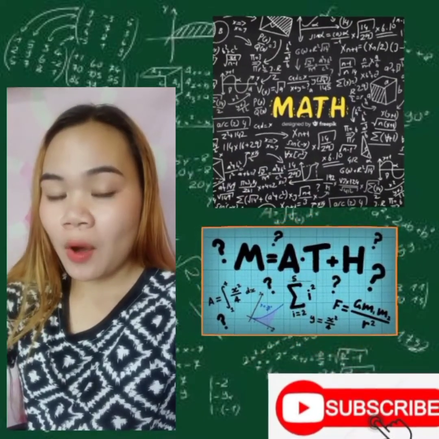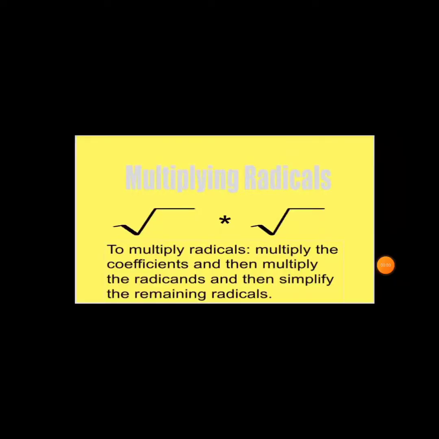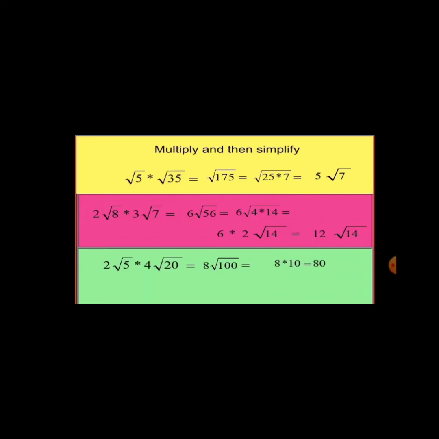In this video, I will discuss multiplying radicals. To multiply radicals, multiply the coefficients, then multiply the radicands, and then simplify the remaining radicals. So here's an example. Multiply and then simplify.